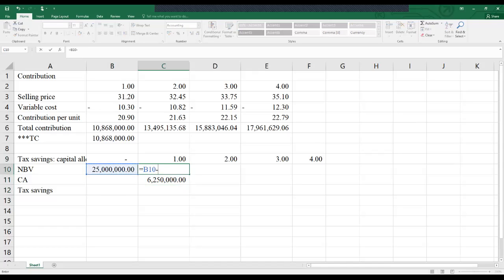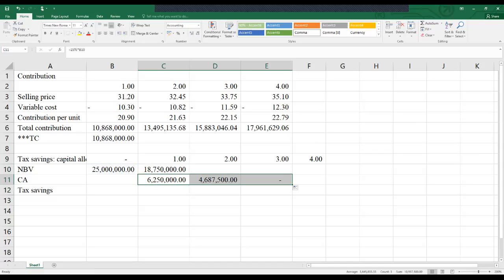minus what you just claimed. Now you have the formulas in those two cells. Then you can drag the formula until year 3, a year before, and do the same for the entire three years.